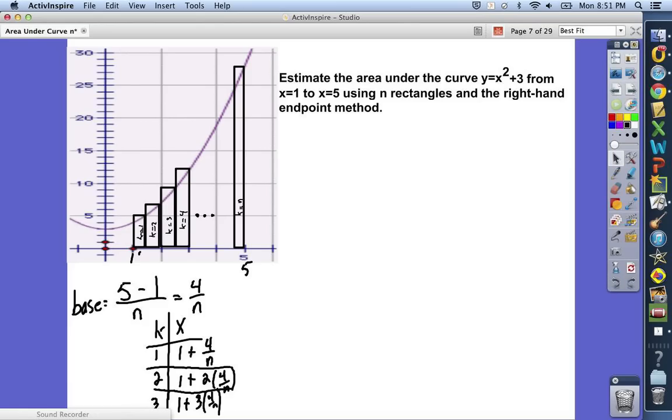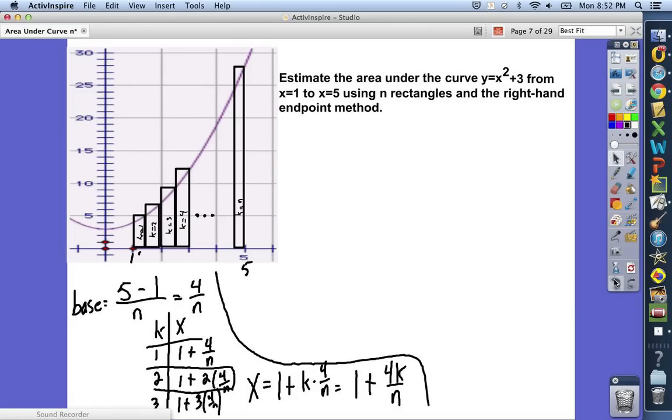Following this pattern, we should be able to get an equation for what x equals. In each case, if you notice, we're going to do 1 plus some value. In the first part, we're doing 1 plus 4 over n when k was equal to 1. The second trial, when k equals 2, we're doing 2 times 4 over n. When we're doing the third trial, it's 3 times 4 over n. So logically, it should follow that the equation would be 1 plus k times 4 over n. Moving the 4 times the k to the top of the fraction gives us 1 plus 4k over n.